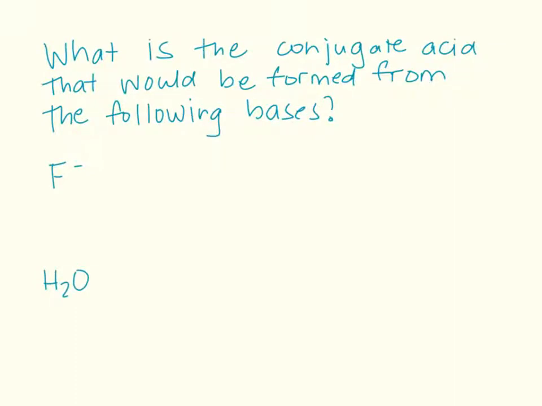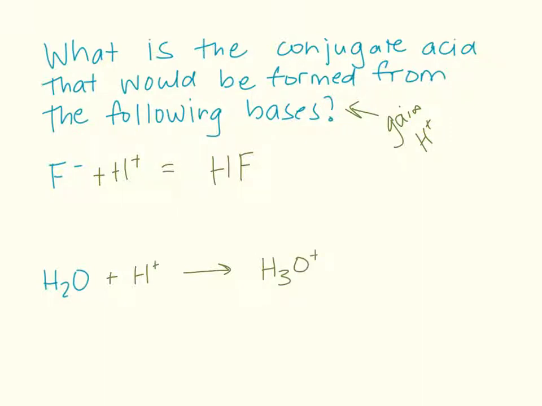What is the conjugate acid that would be formed from the following bases? We have fluoride as the first one. Now bases, what do they do? They gain H+. So we're going to add an H+ to this, so it would be HF. It had a negative charge, and we added a positive charge, and positive and negative make it neutral. And with water, we're going to add an H+ to it, and so it's going to end up becoming H3O+.